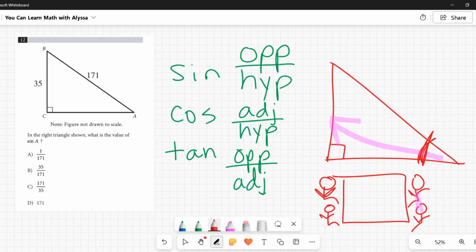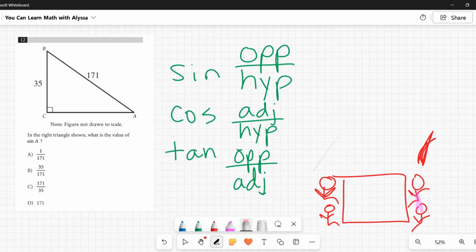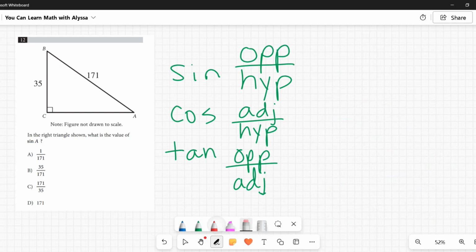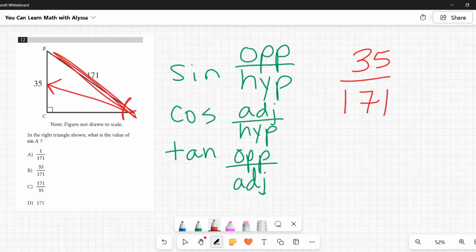So for this particular triangle, I'm going to erase that. There we go. We want the opposite side divided by the hypotenuse. Well, here is angle A. The opposite side, the opposite leg, its length is 35. And the hypotenuse, that longest side, its length is 171. So that's all it is. It's 35 over 171, which is B. And that's why this knowledge is so important, because if you have that knowledge, you can get this question done very quickly. You can just go, wait, it's just opposite over hypotenuse. That's 35 over 171. B, moving on.